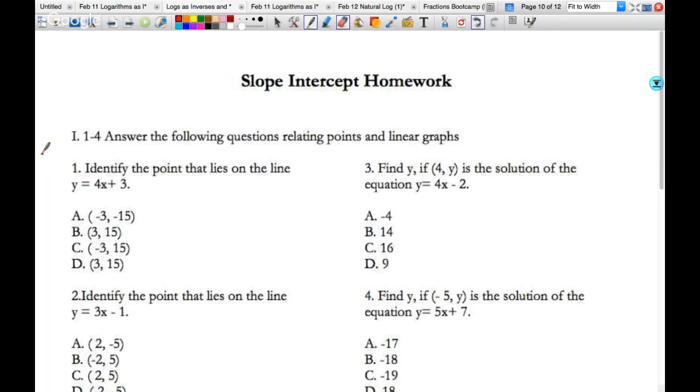Hello and welcome. This is going to be the homework help video for the last 3 pages of the packet that we started in class. This is the section that was left as the homework. Just going to jump right into it as soon as I get this thing working.